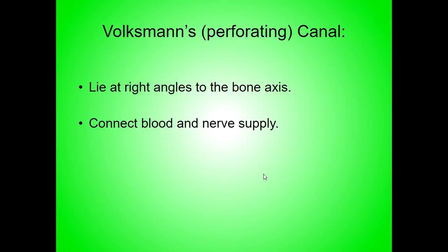Now, running left and right, or perpendicular, you're going to find these Volkmann canals, and they're perforating canals because they move across each osteon. So they lie at right angles to the bone axis, and their job is to connect the blood from one osteon to the blood of another osteon, and to connect the nerve supplies to each osteon, so that way your bone acts as one whole unit or one whole organ.